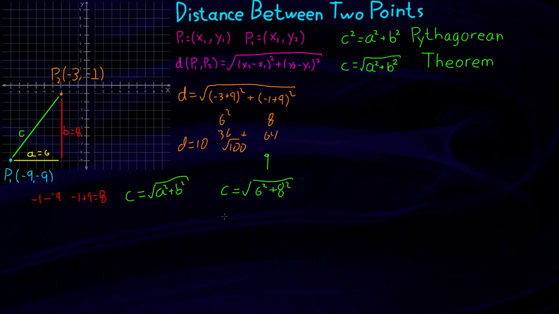And so now we're going to do C equals the square root of 36 plus 64. And what's that going to be? C equals the square root of 100. And so there it is. C equals 10. All right? And so we found that the distance here between these 2 points is 10.